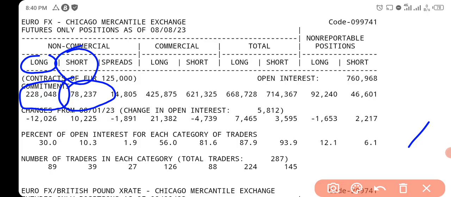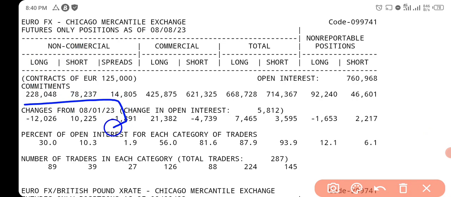Now remember this data is released every Friday. This one right here is the change for last week. Last week we have minus 12,000 longs, meaning longs are closed and shorts are added, and that's why the market is consolidating. The market is not moving up or down. Everything you need to know about the market is in this COT data. Combine it with your fundamentals, and you will know the direction of the market. This is very easy to understand.